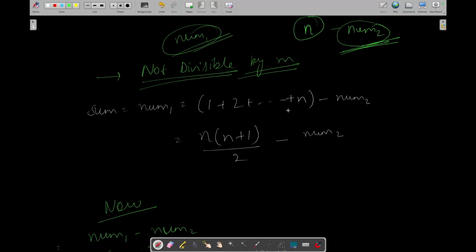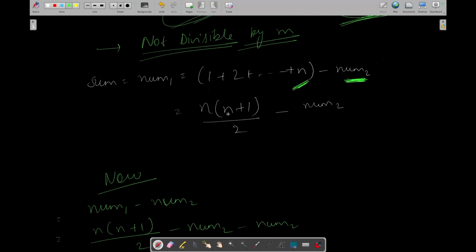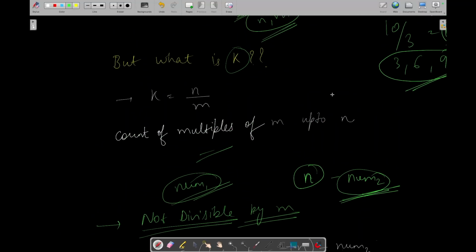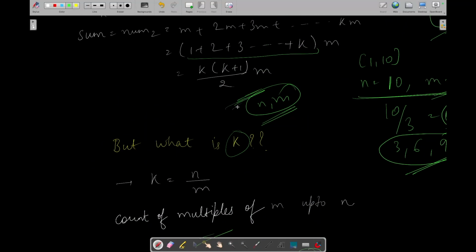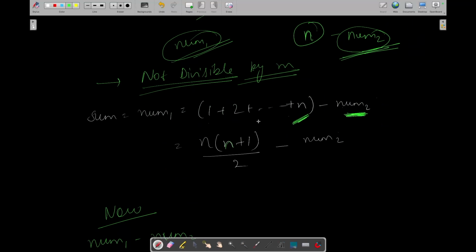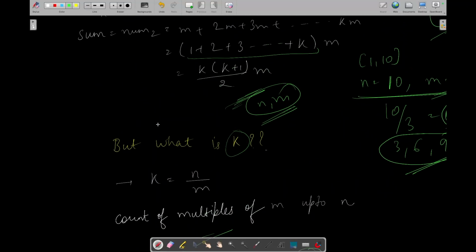So this is the sum of natural numbers and this is our sum of numbers which are divisible by m. We will simply subtract this num2 from the sum of all natural numbers, which is n into (n plus 1) by 2. Here n is a known variable, its value is given in the question. Num2 we have already figured out here. So there are also no unknown variables. We have created one equation for num1 and one equation for num2.